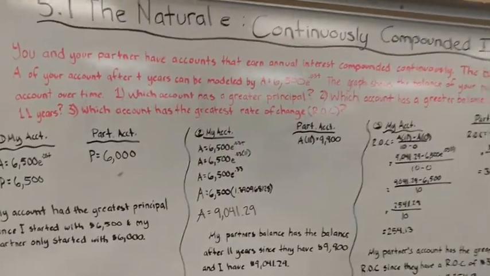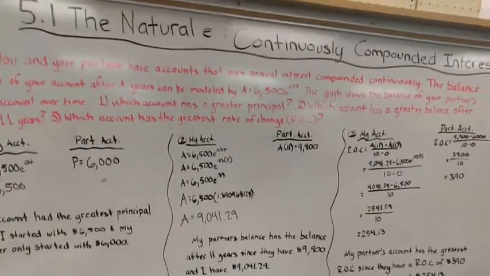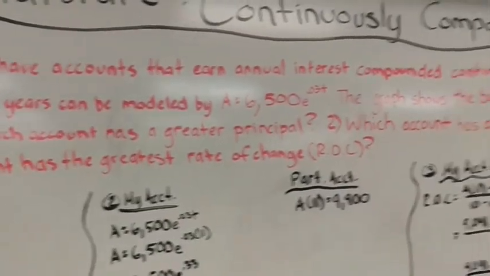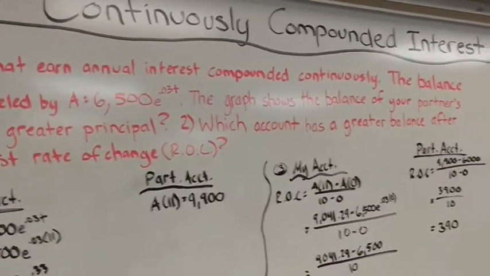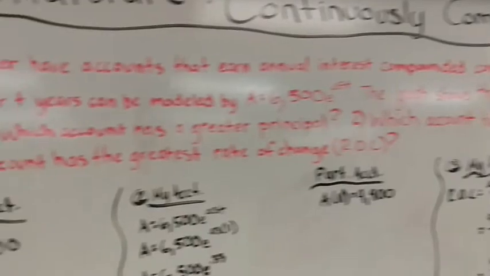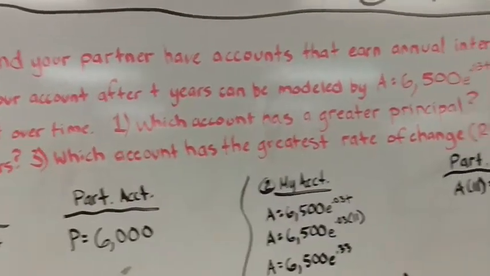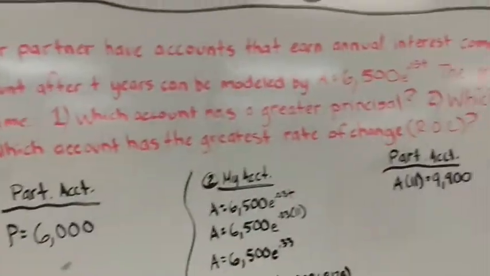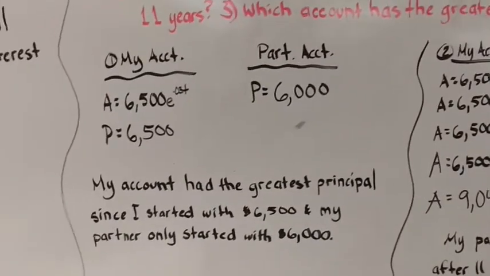You and your partner have accounts that earn annual interest compounded continuously. The balance of your account after T years can be modeled by A equals 6,500 E to the power of 0.03 times T. The graph shows the balance of your partner's account over time. 1. Which account has a greater principal? 2. Which account has a greater balance after 11 years? And 3. Which account has the greatest rate of change? Scenario, we need to answer the questions along the way.